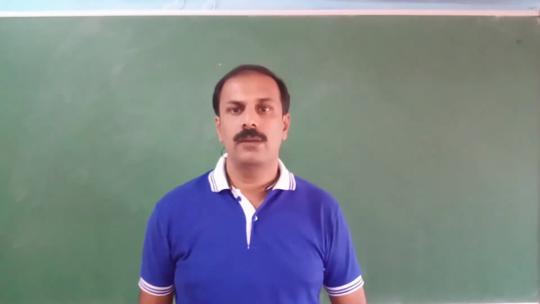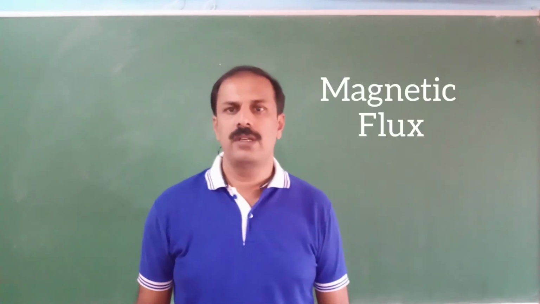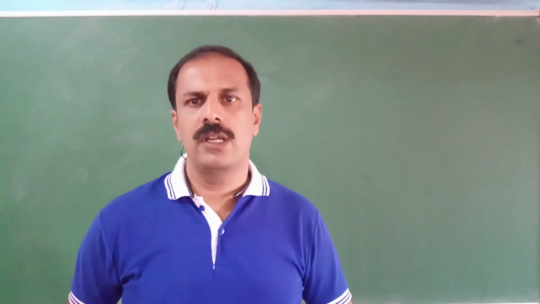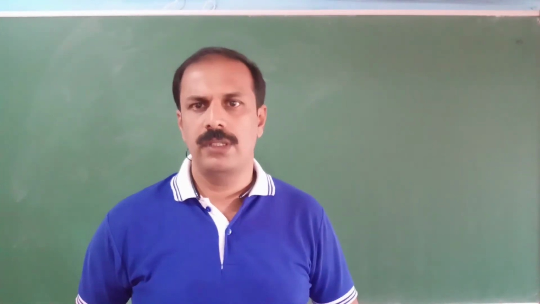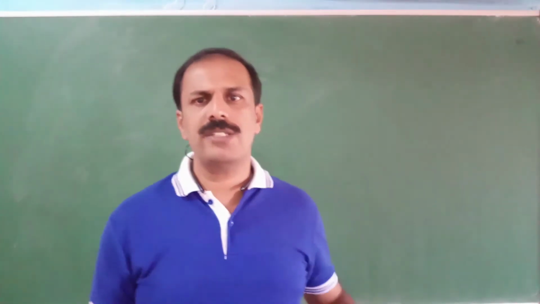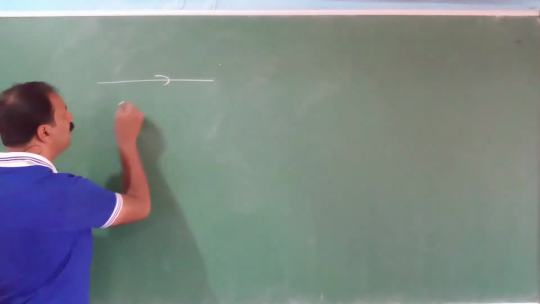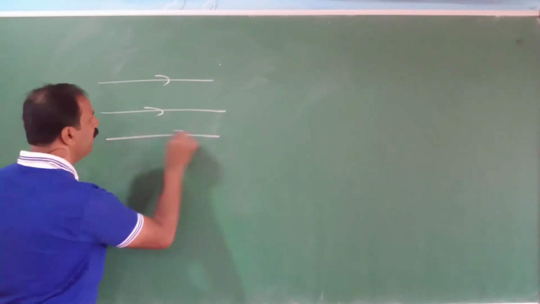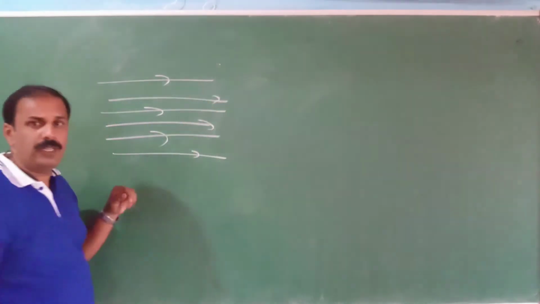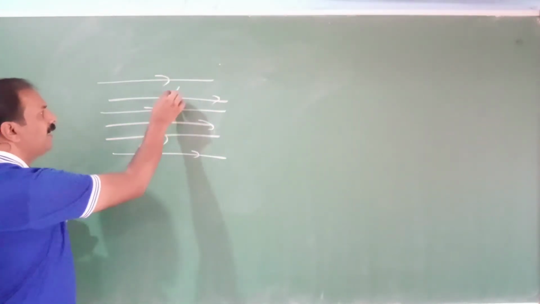Before going to Faraday's law, you should know about the magnetic flux. This magnetic flux is something similar to the electric flux that you studied in the previous chapter. So if you consider some magnetic field lines passing through a particular area, for example, you have the magnetic field lines which are passing like this. So all these are magnetic field lines. And we have an area A here like this.